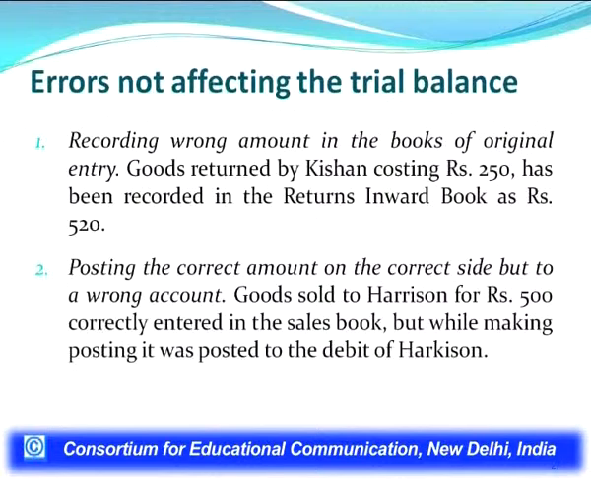Then posting the correct amount on the correct side but to the wrong account. The posting has been made into a different account. For example, goods sold to Mr. Harrison for rupees 500 were correctly entered in the sales book, but while making the posting, it was posted to the debit of Harkishan. The names are similar, so there is a chance for error. So while making the posting, we should carefully see that it is made into the correct account.